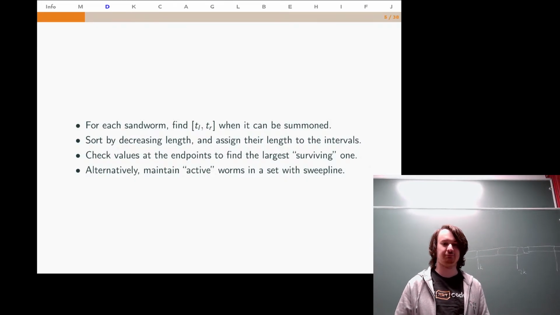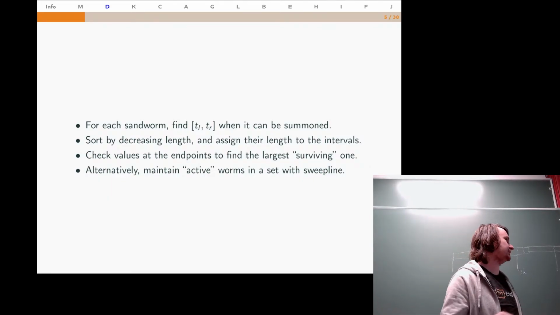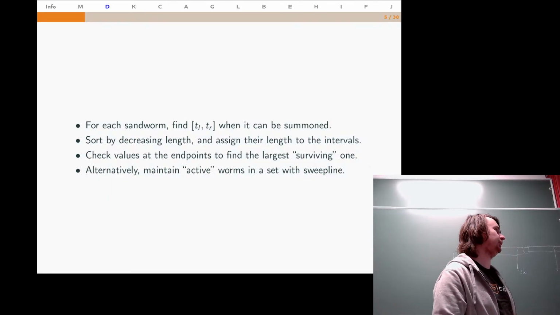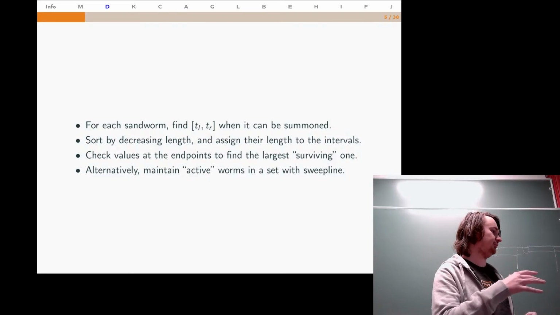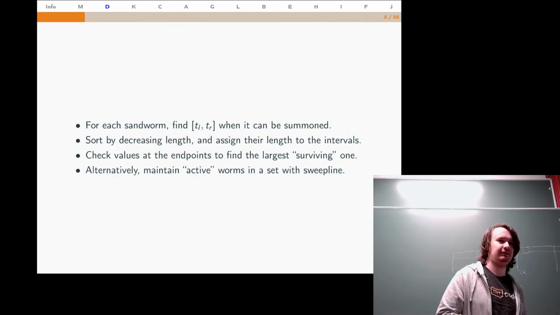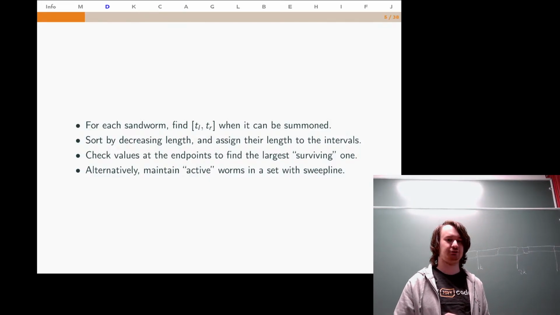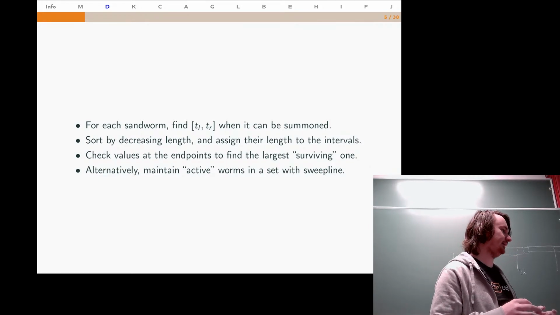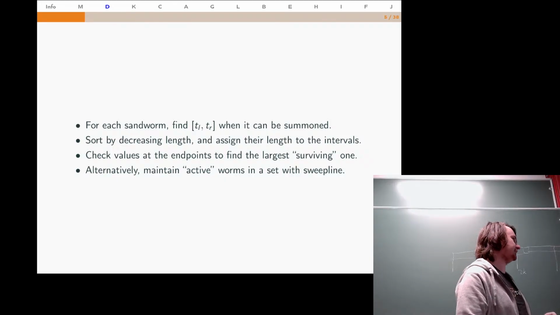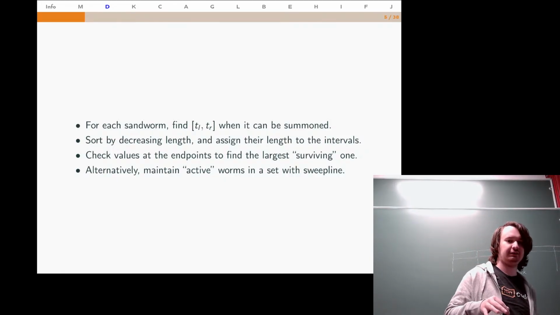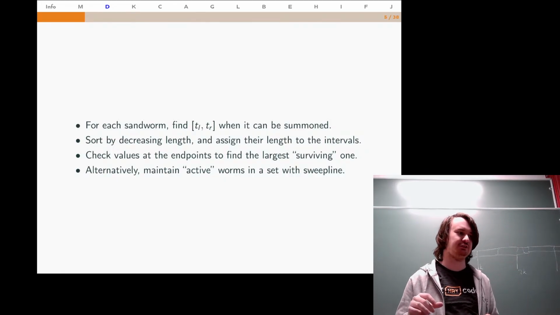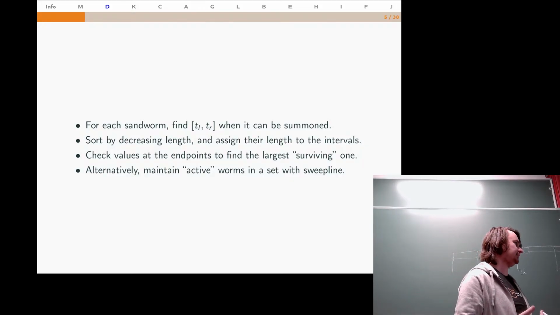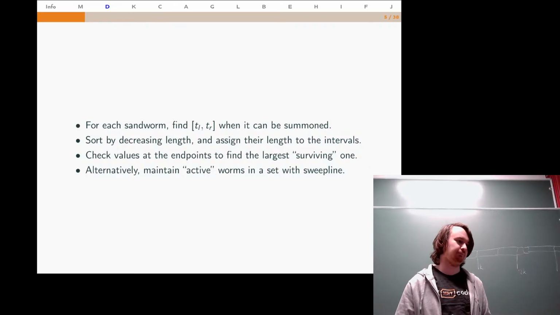Another approach is that we just go over all the endpoints of these segments from left to right, and we maintain in a set, or some similar data structure, the set of sandworms that covers the currently open segment. Whenever we reach an endpoint, we check the sandworm with the shortest length, and this is one of the candidates for the answer, and then we just output the maximum value as the actual answer, and this solves the problem.